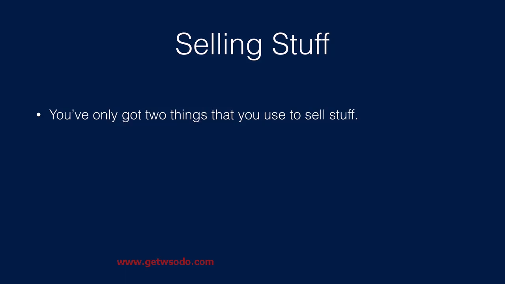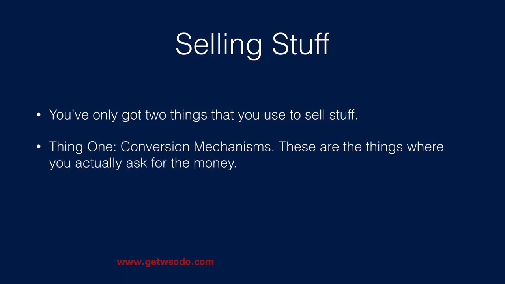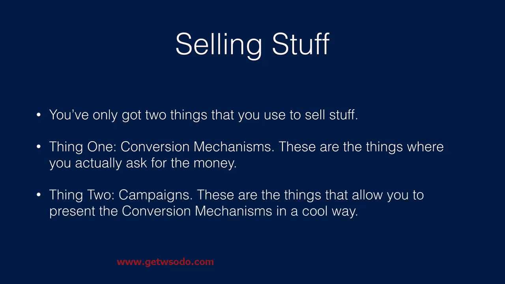So our first bit of good news is you've really only got two things that you use to sell stuff. Thing one is what I mentioned earlier, conversion mechanisms. Now, that's just a fancy way of saying the things where you actually ask for the money. You know, that's going to be a sales letter or VSL or something like that. So we call those conversion mechanisms. Now, thing two is campaigns. And campaigns are just the things that allow you to present the conversion mechanisms in a cool way.